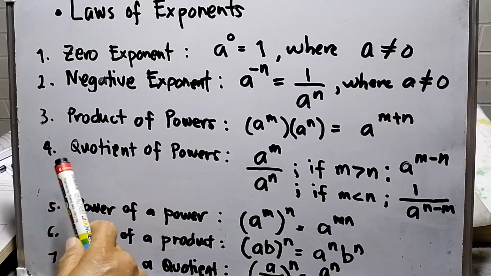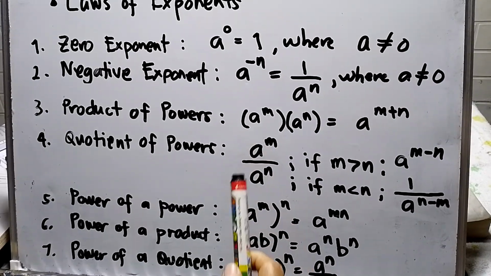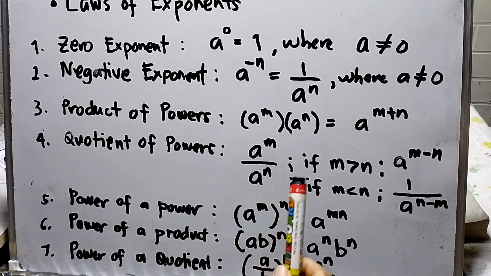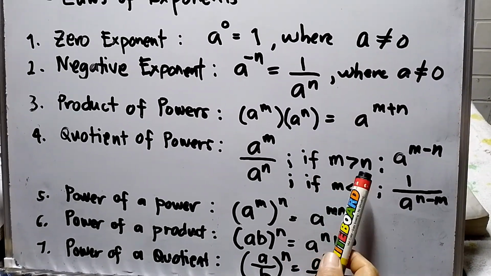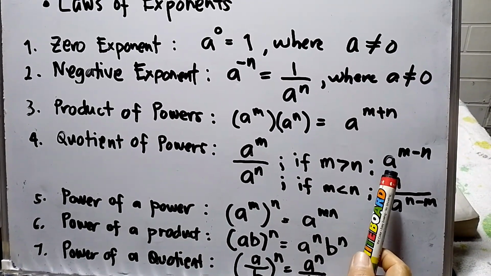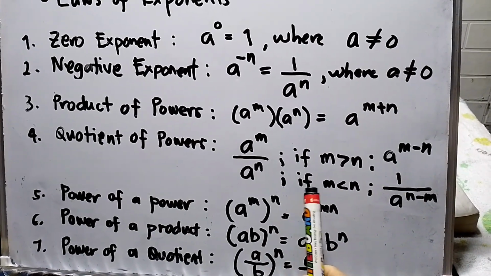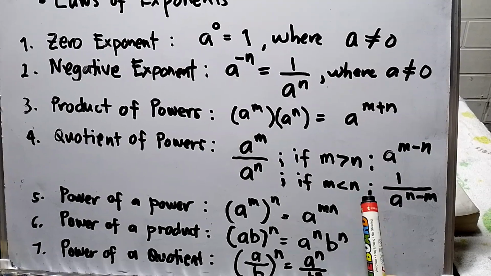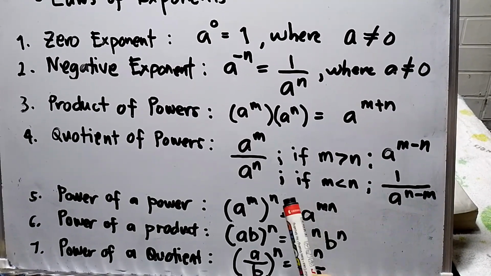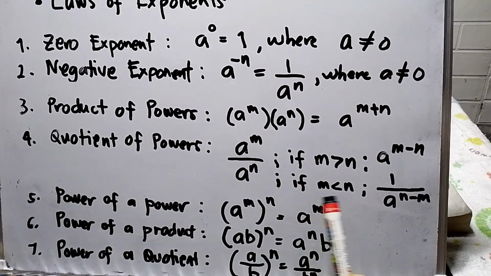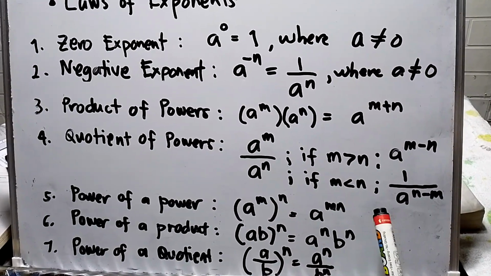Then number 4, quotient of powers. A raised to m over a raised to n. There are three conditions. Number 1, if m is greater than n, I have a raised to m minus n. The second condition, if m is less than n, this will be 1 over a raised to n minus m. And the last, if m is equal to n, the answer must be equal to 1.